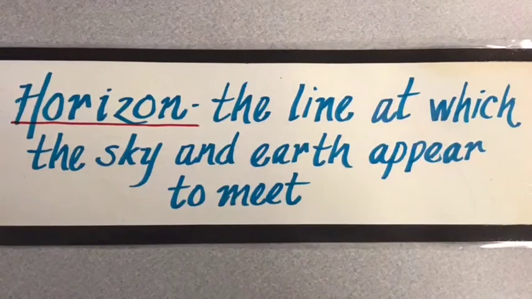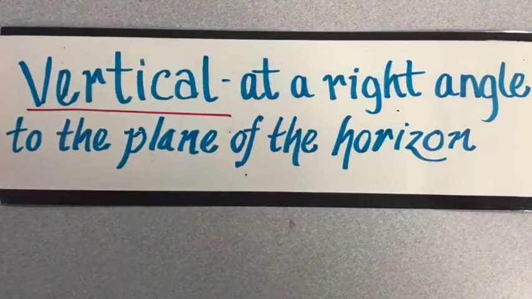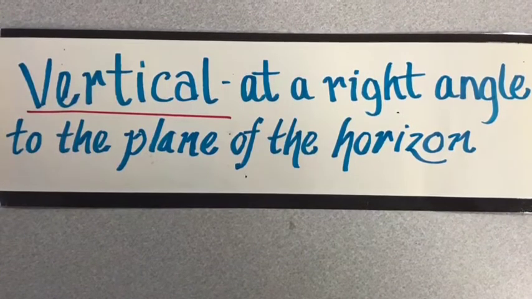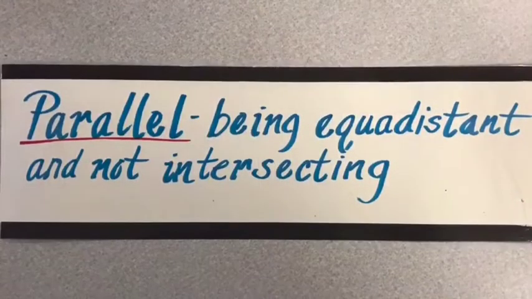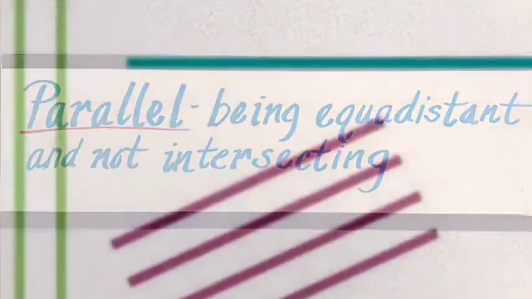He uses horizontal lines. Horizon is the line at which the sky and earth appear to meet. And he uses vertical lines. A vertical line is at a right angle to the plane of the horizon. So he uses parallel lines, which means they have the same measurement between the two lines and they do not cross over or intersect. That's a parallel line.